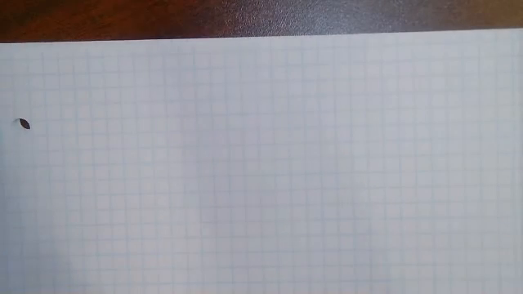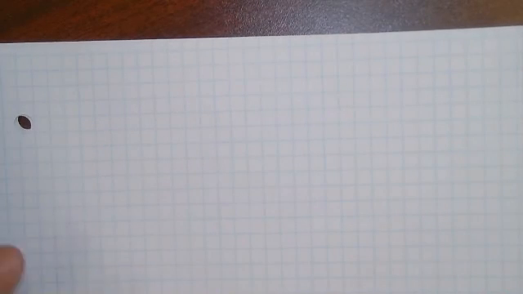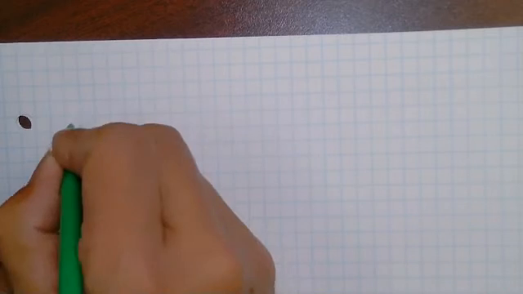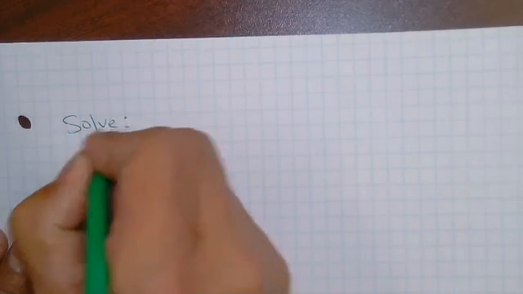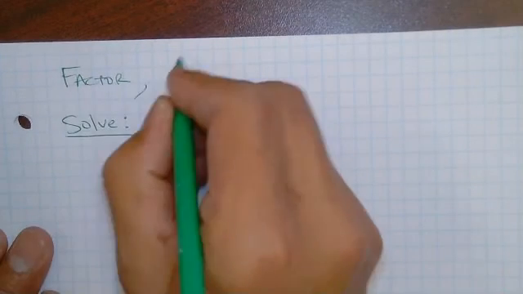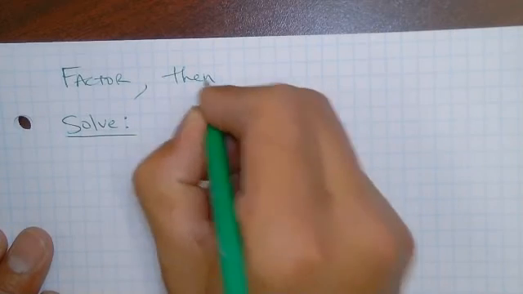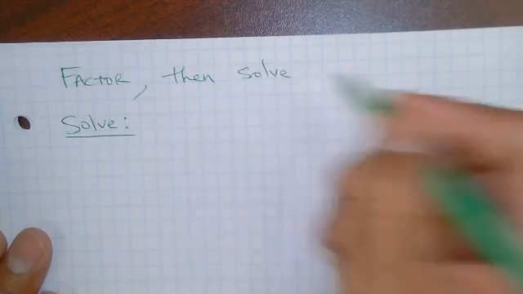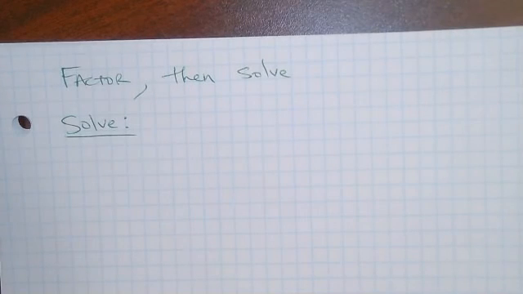Okay, this is going to say, well, it's not going to say it. It's just going to say solve. But what you're going to actually have to do is factor first. Factor, then solve. But it's not going to tell you how to do it. It'll just say solve, right?